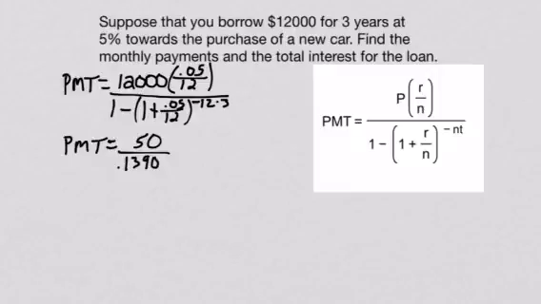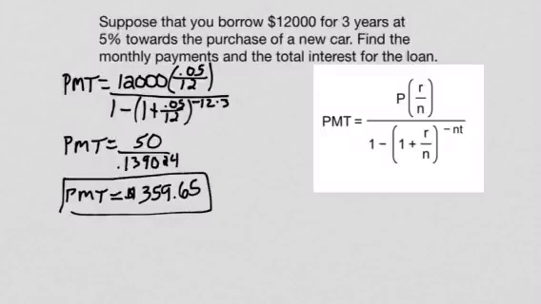0.1390. We'll just say 24, rounding a little bit in there, not too bad. And now if we divide these two numbers together, we're going to get a regular monthly payment amount of $359.65. So this is how much we should be paying monthly for our car payment.